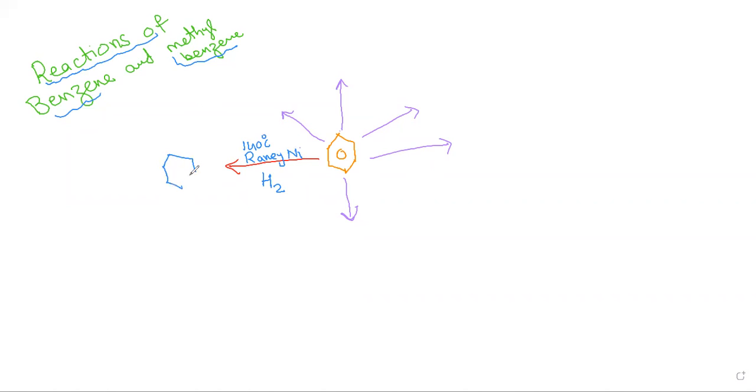All the double bonds in the benzene ring will be broken, and we would have a cyclic structure. So the ring inside the benzene will not be lost; it's cyclic, so it becomes cyclo. And how many carbons would it have? 6 carbons, so it will be hex. And it has all single bonds, so it would be hexane. So the product is cyclohexane.